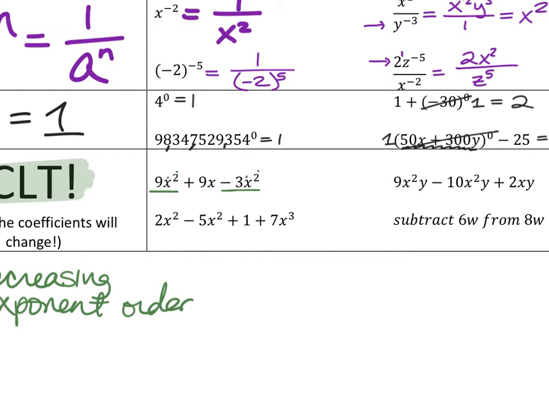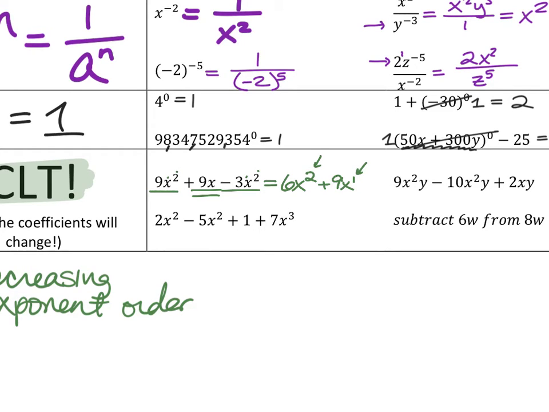9x squared and negative 3x squared are alike, but they are not the same with 9x because 9x is not squared. That means when I simplify this, when I combine like terms, I'm just going to add together 9 and negative 3 and get 6x squared and let the 9x follow down. This is in decreasing exponent order because the biggest exponent is 2. The next exponent is 1. That's decreasing, so I'm good with my order.